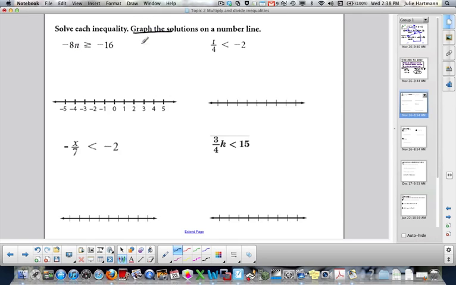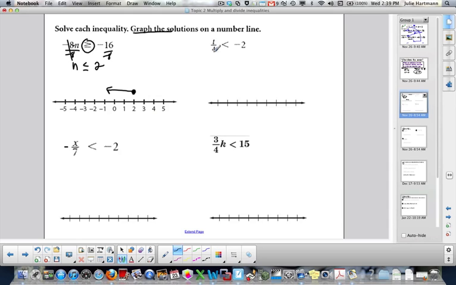And this time we're also going to graph, just a little more practice graphing. All right, so negative 8n is greater than or equal to negative 16. Negative 8 times n, we divide both sides by negative 8. Negative 8's cancel. We divided by a negative, so I flip that. Negative 16 divided by negative 8 is 2. N is less than or equal to 2. I go to 2. It's less than or equal to, so that's closed. Less than to the left.